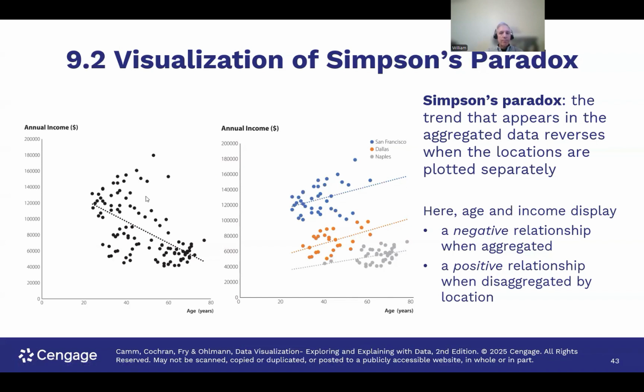However, if I take it apart, so this was three different cities, San Francisco, Dallas, and Naples, Florida, and I look at the individual cities, I actually get a positive trend on all three of those. And so what's happened is that by mixing the cities together, which have vastly different incomes, I get this misleading statistic on what happens to income as you age.